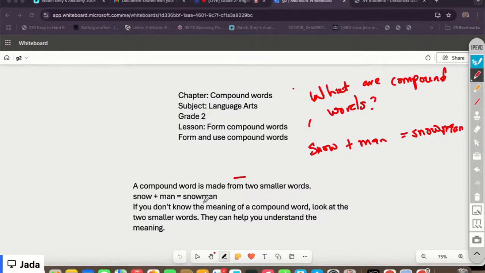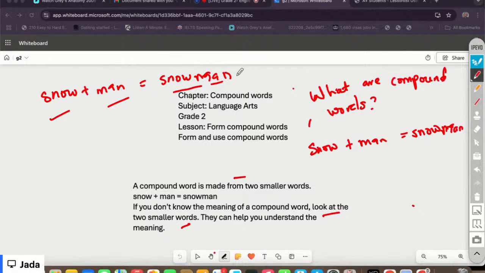If you don't know the meaning of a compound word, you have to look at the two smaller words. They can help you understand the meaning. For example, we have snowman. Snow plus man gives us snowman. Let's say that you do not know what a snowman means. You just have to look at the snow and the man. It's joined together and it gives you a snowman. The smaller words can help you understand the full meaning of the word.